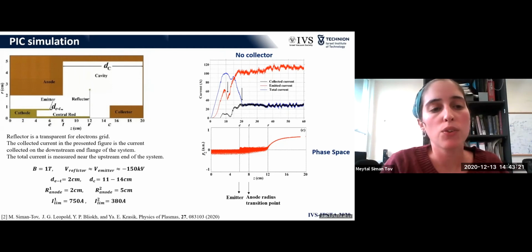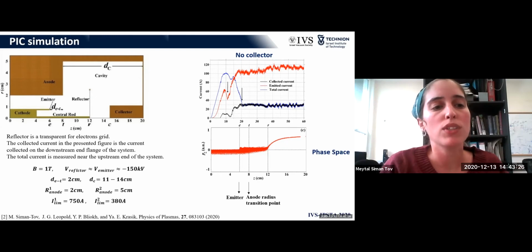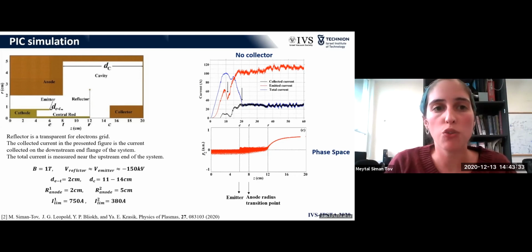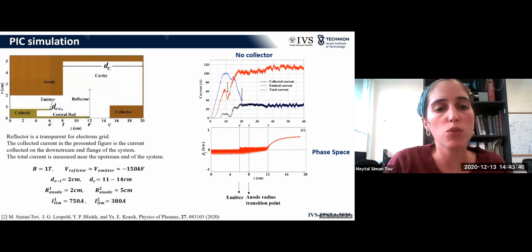A reflector was connected to the cathode using a central rod, and therefore the potential of the cathode and the reflector is the same. Behind the reflector, a collector was attached to the downstream end flange of the system, and its distance from the radial transition of the anode is defined by DC, the length of the cavity. We apply a negative high voltage pulse to the cathode with an amplitude of 150 kilovolts, and in the system we also have an axially uniform magnetic field with an amplitude of 1 Tesla.